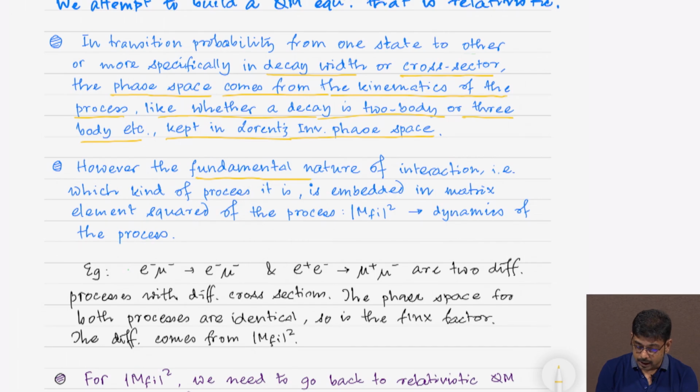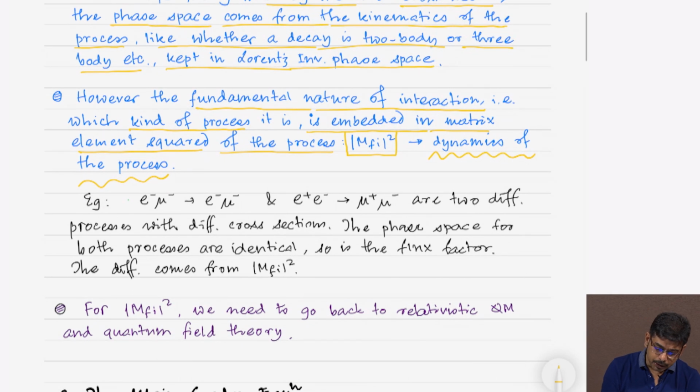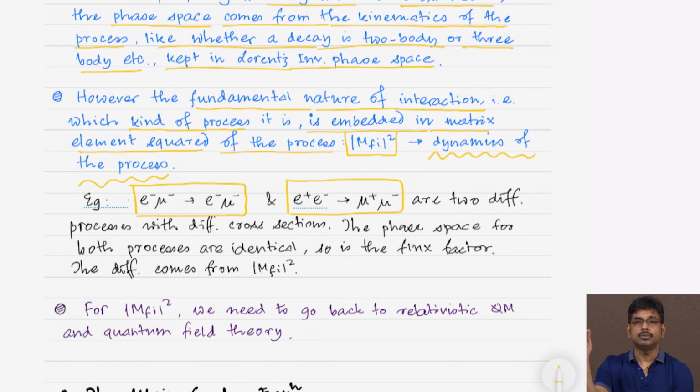However, the fundamental nature of the interaction, that is, which kind of process governs it, is embedded in the matrix element squared of the process, the mod of M_FI squared, which was there in these expressions. This gives you what is called the dynamics of the process. For example, electron muon scattering, or e+ e- annihilation to produce a muon and anti-muon pair, are two different processes with different cross sections.